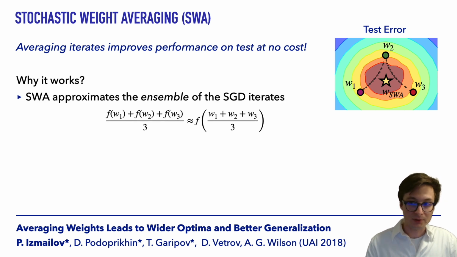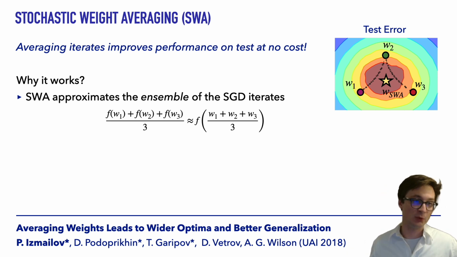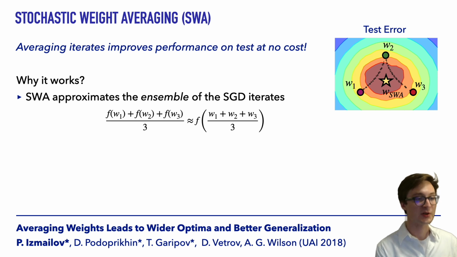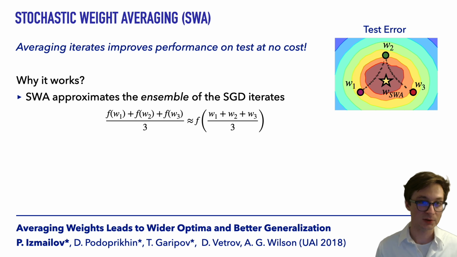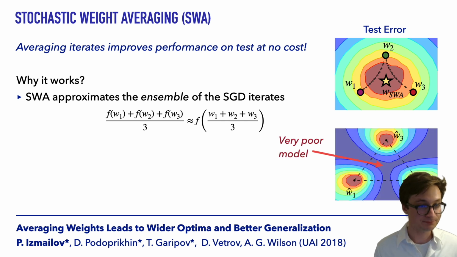One way to think about why it works is by the connection to the Bayesian model average. In fact, you can make an argument that the model with averaged weights is an approximation of the average of the predictions of the models corresponding to each of those weights. In other words, this SWA solution is a very simple, very cheap approximation to the Bayesian model average. And that's at least a possible explanation for why it's improving performance.